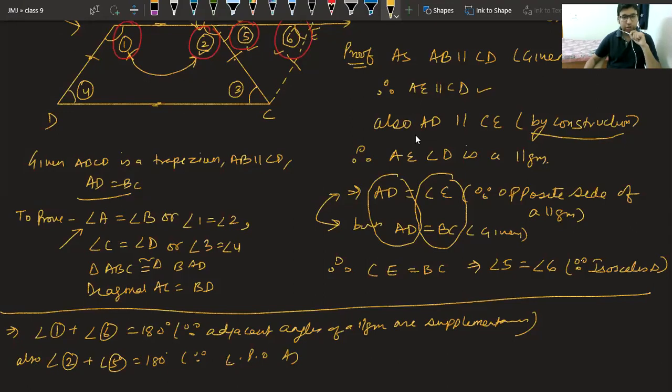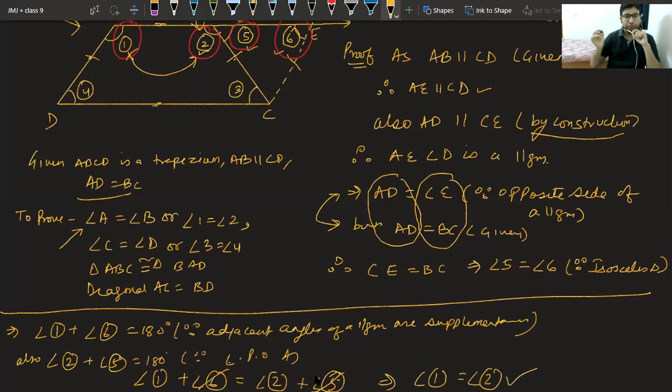Yes, Ayush, very good. We can say angle 1 plus angle 6 is equal to angle 2 plus angle 5. And now we all know that 6 and 5 are equal. So let us cut them and we have got the answer. Angle 1 equal to angle 2. So the first part is proved. Till now, any issue you can ask. Anyone, any issue you can ask.